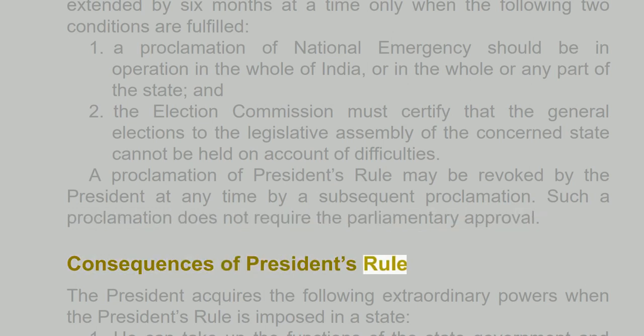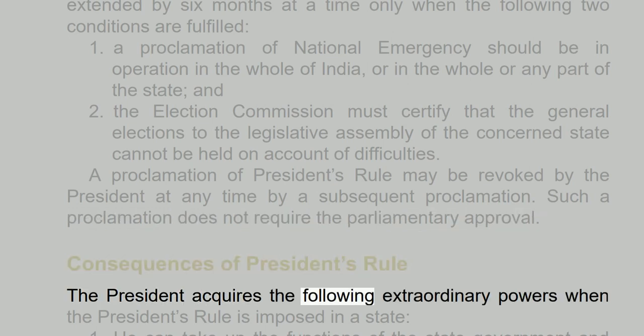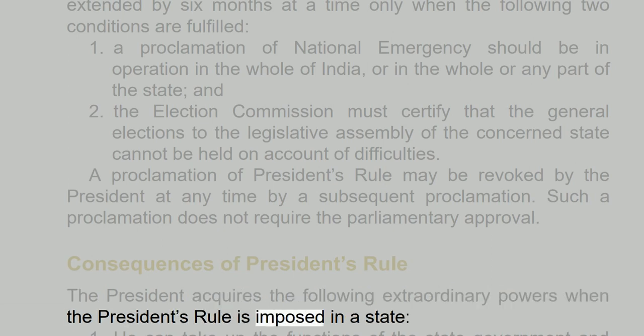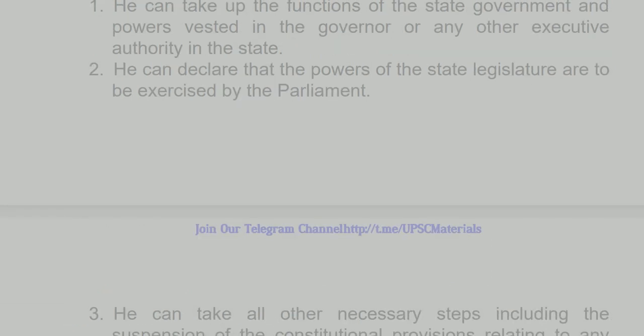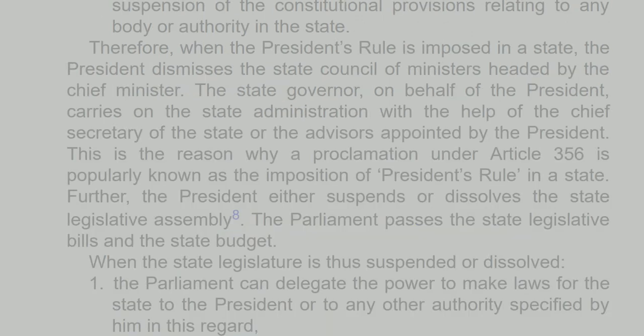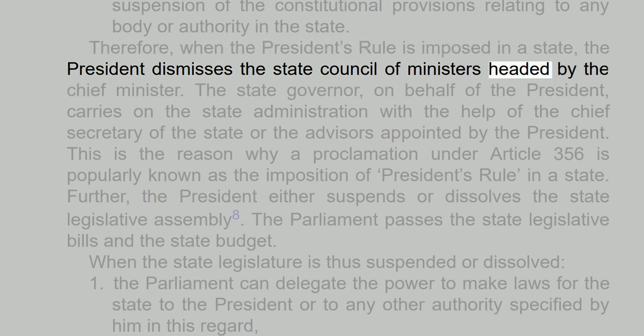Consequences of President's rule. The President acquires the following extraordinary powers when the President's rule is imposed in a state. 1. He can take up the functions of the state government and powers vested in the governor or any other executive authority in the state. 2. He can declare that the powers of the state legislature are to be exercised by the Parliament. 3. He can take all other necessary steps including the suspension of the constitutional provisions relating to any body or authority in the state. Therefore, when the President's rule is imposed in a state, the President dismisses the State Council of Ministers headed by the Chief Minister.